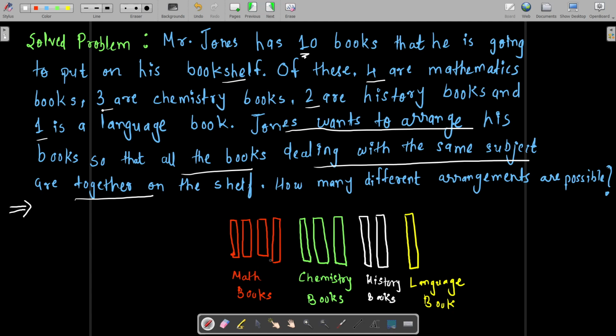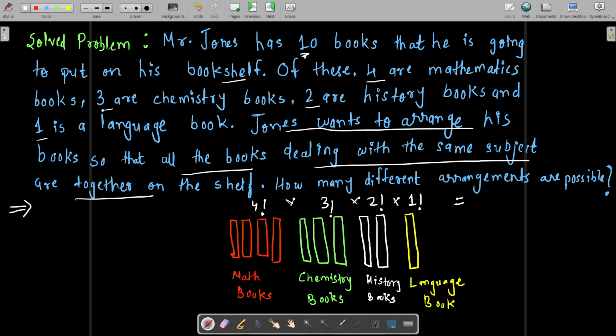So firstly, let's say we have math books. We have four math books. So of course we know that there are four factorial ways for the internal arrangement of these four books of mathematics. Similarly, for chemistry books, there are three factorial ways, then 2 factorial for history, and 1 factorial, of course, for the language book. So just to arrange in this order, we have to multiply all of this. I'm not calculating the exact number, but at the end, we have to multiply all the factorials, 4 factorial, 3 factorial, 2 factorial, and 1 factorial to arrange these books, right?